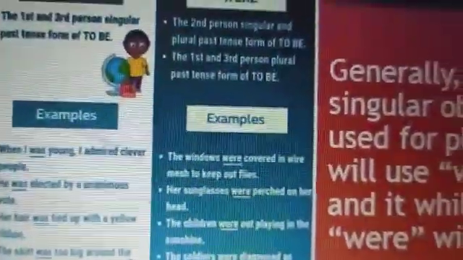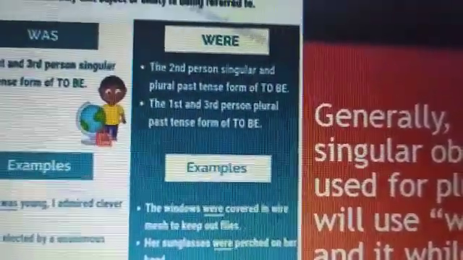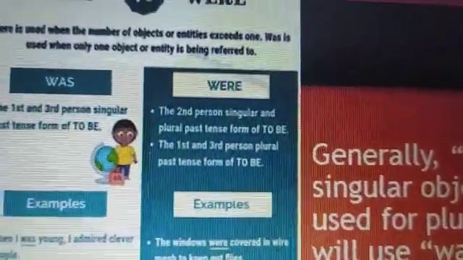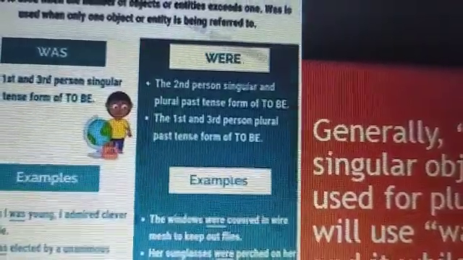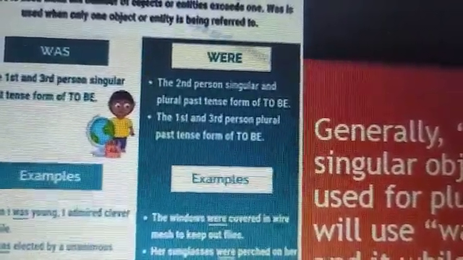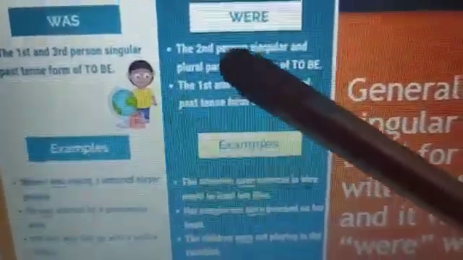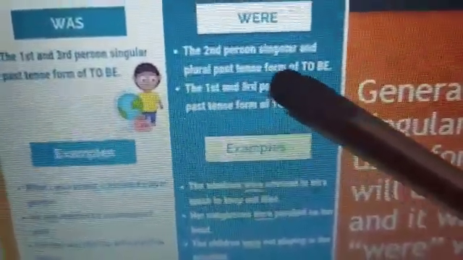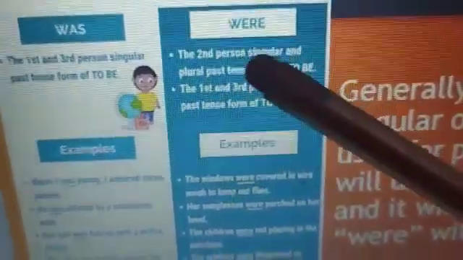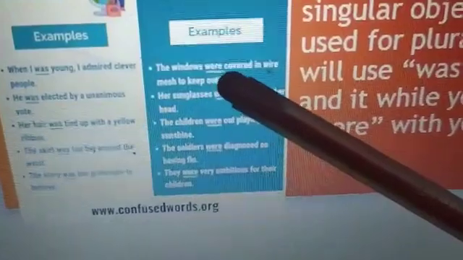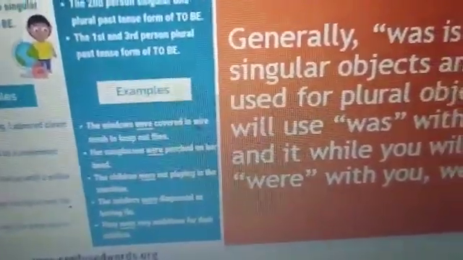Here you see the examples of were. The second person singular and plural past tense form of to be, the first and third person plural past tense of to be. Here you see, second person is you. May it be in singular or plural, the past tense form of to be is were. Examples: the windows were covered in wire, windows, so were. Plural in form.